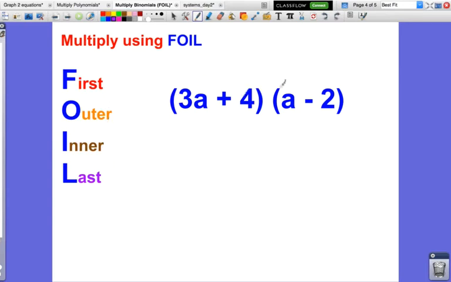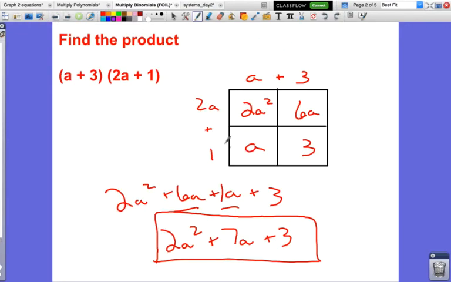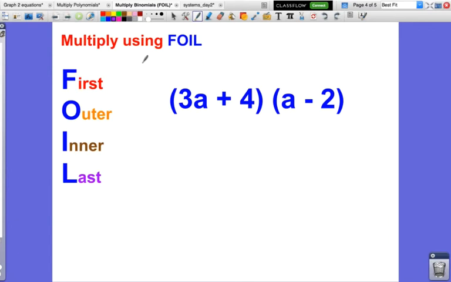Okay, so this is multiplying two binomials, similar to what we did earlier when we did the table. This is just a little bit quicker way to do it, and it does work every single time. It's just some people sometimes struggle with using this method, so that's why the table method will always work as well. So when I say FOIL, when I say first, what I mean is we're going to first multiply.